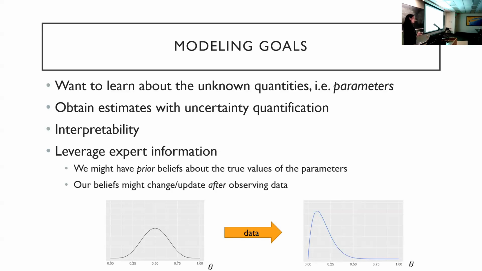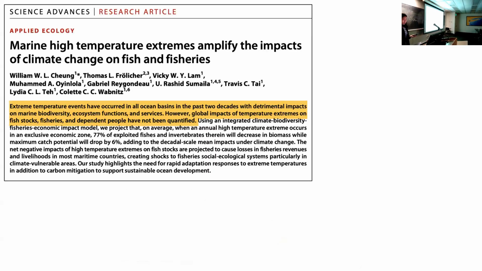So you're going to see these words prior and posterior in my talk. Really, prior is how I think these parameters are going to behave before I see data, and then once I see data, the data and the prior come together to make a posterior, right? It's combining both what I know, or what you know as an expert, with the actual data.